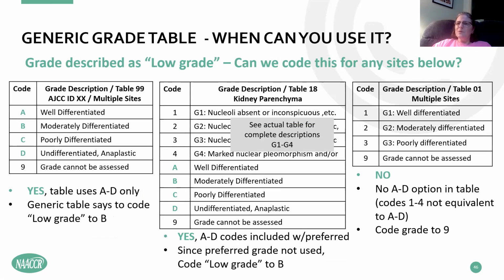So here are some examples of when you can use the generic grade table and when you cannot. So the first table we're looking at on the left is table 99, which is a generic grade table because it's for the summary stage only chapters, like your trachea, your digestive other. And the only grade codes available are the nuclear grade or the generic grade categories.